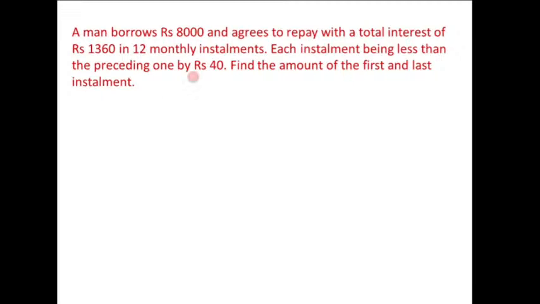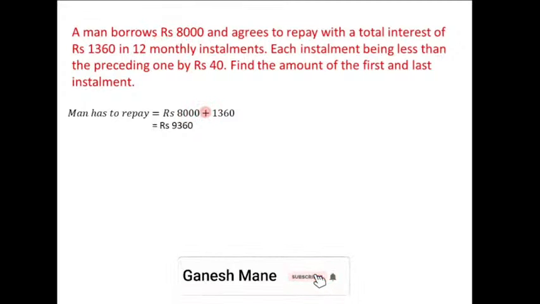So here, firstly we should calculate how much amount the man has to repay. That is, the man has to repay rupees 8,000 which he has borrowed, and along with it he has to repay total interest of rupees 1,360. To find the total amount to repay, we have to add rupees 1,360 to the original 8,000. So he has to repay 9,360 in all.